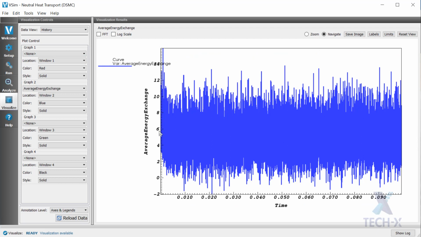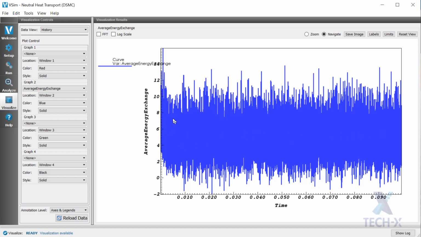It's noisy because the particles are moving around and hitting the plate in a statistical way. So we will have some time steps where not many particles hit the plate and other time steps where more particles hit the plate. But we can see that it's oscillating around some value here. And this is something around 5 watts.